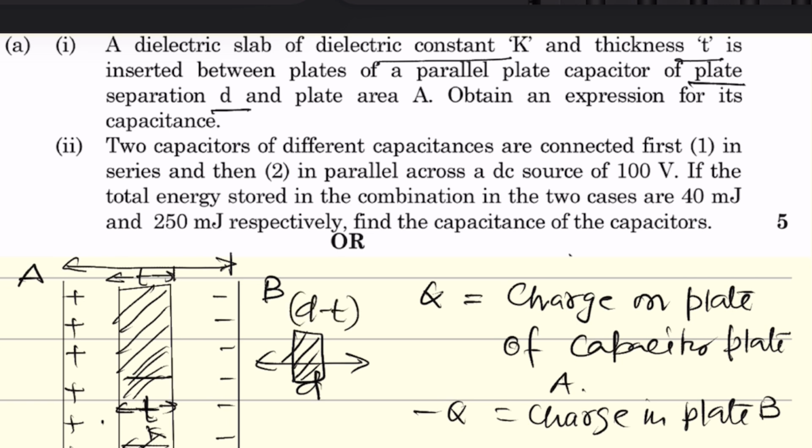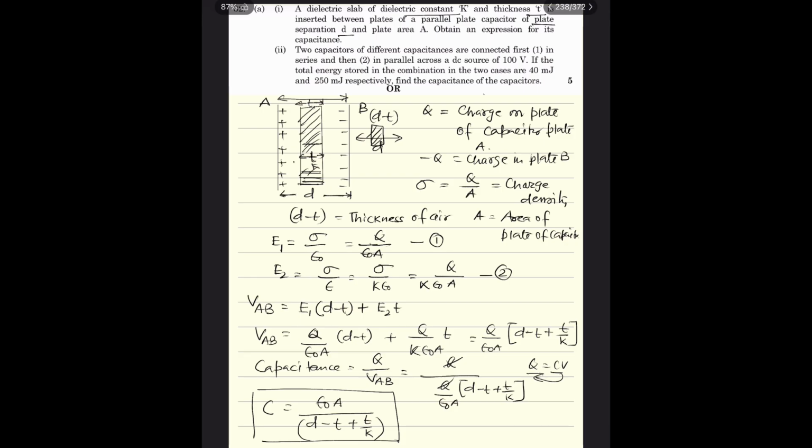Correct? Now, there are two electric fields. One is in air, the other is inside the dielectric. So if we have to find the expression of capacitance, then we have to first find the potential, and Q is equal to C into V. So capacitance is equal to Q by V. So first of all, let us find what is V, the potential difference, the amount of work done to move a charge from plate A to plate B. This movement is taking place along air as well as inside the dielectric.